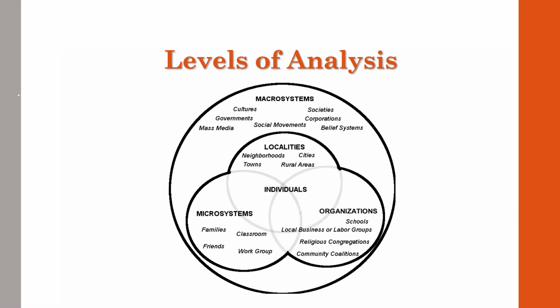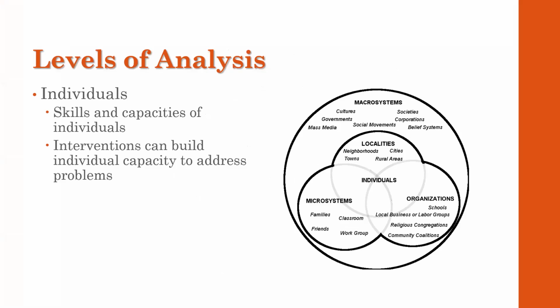Let's talk a little bit about those levels of analysis. This was adapted from another textbook by Dalton and Wandersman; you can look it up. I believe the title is Individual and Community. Community psychologists have adopted what's called an ecological model by a developmental psychologist named Urie Bronfenbrenner. This ecological model has different levels of analysis, with individuals at the center. When we think about individuals, we're thinking about individual skills and capacities, and creating interventions at the individual level is about building capacity to address individual issues.